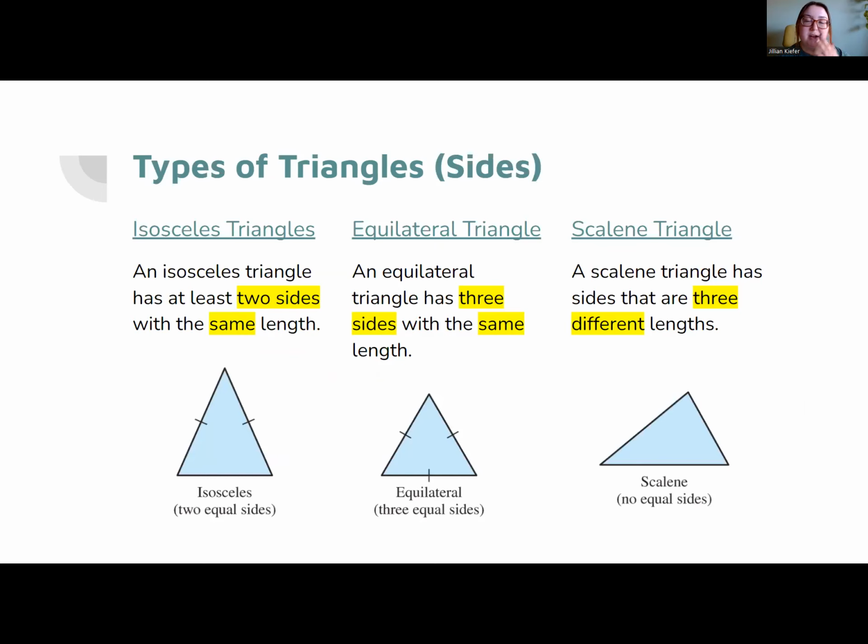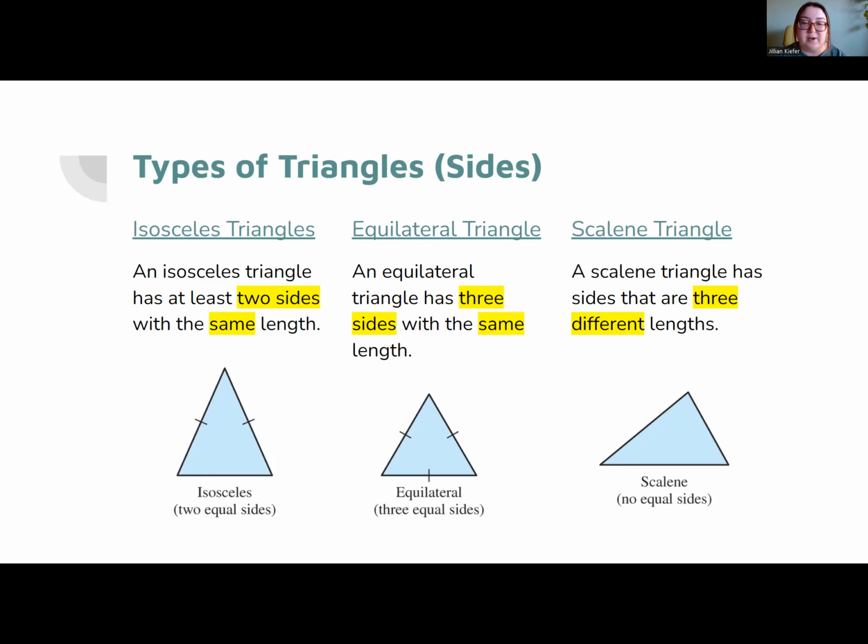There are three types of triangles, and this is categorized by sides. When we have types of triangles, we'll categorize them by sides and by their angles. Since they're two different categories, a triangle can be one of each. It can be categorized by the sides, and by the angles. But if it's the sides that we're talking about, we're not talking about the same ones.